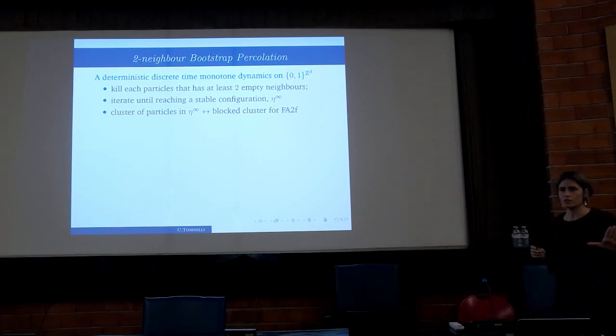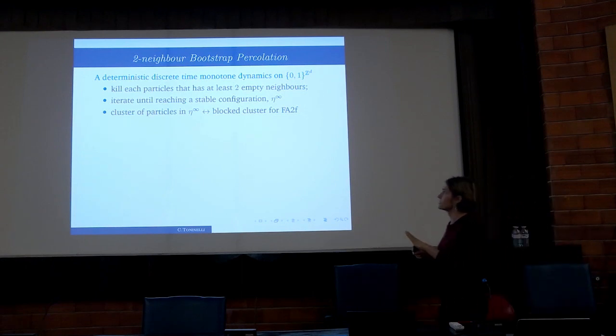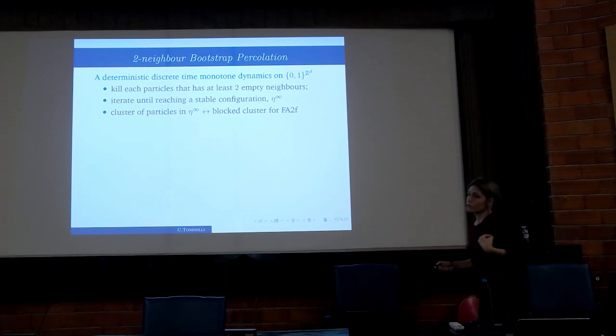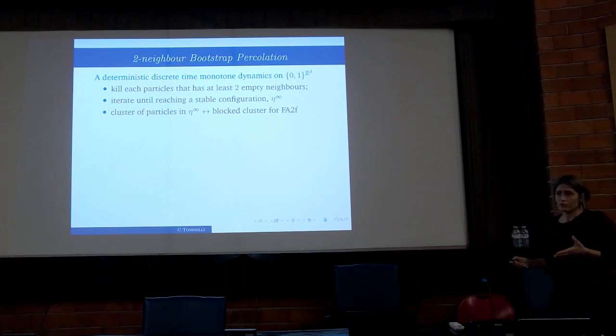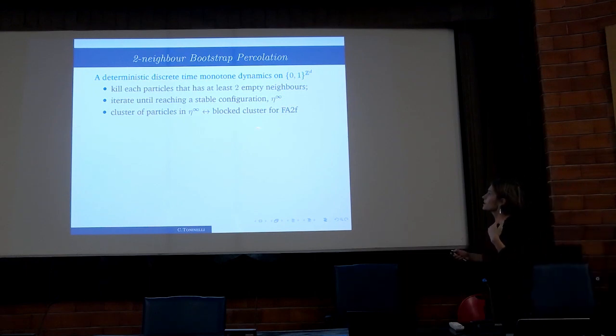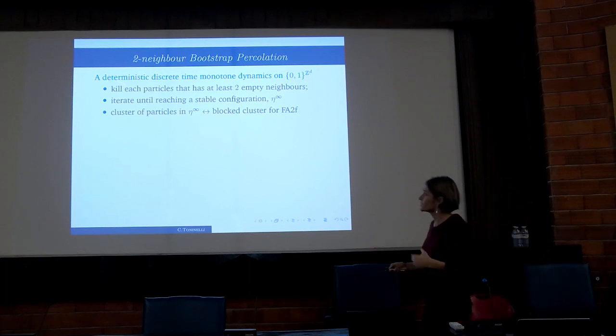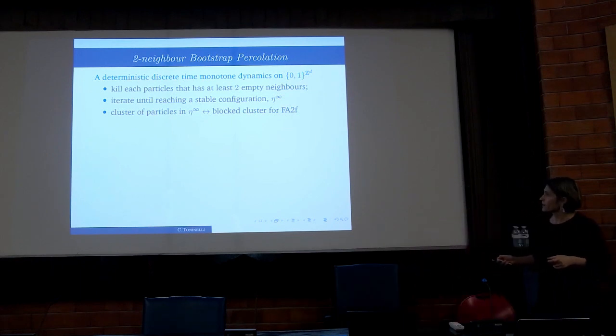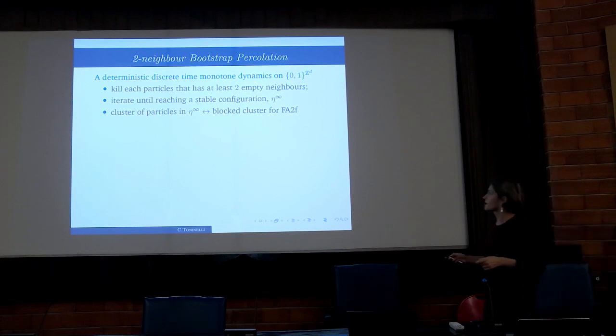An observation, which is very easy to check, is that if I start from an initial configuration and I evolve under this deterministic dynamics, and I reach a final configuration at infinite time when I'm stable, the clusters of particles that remain in this configuration, which can be empty if everything is emptied, correspond to the clusters which are blocked for the same initial configuration under the stochastic dynamics. Okay, so there is a very important link between the two. And this model, which is called the two-neighbor bootstrap percolation, has been very much studied.